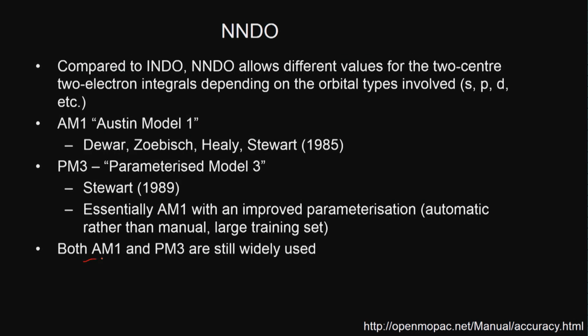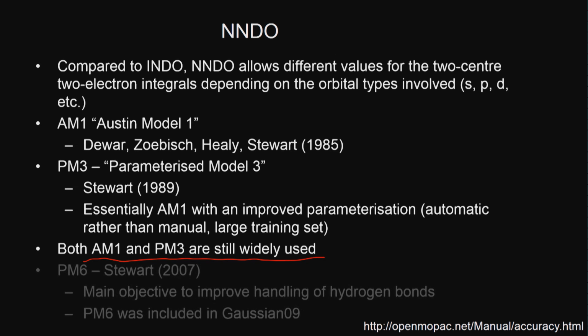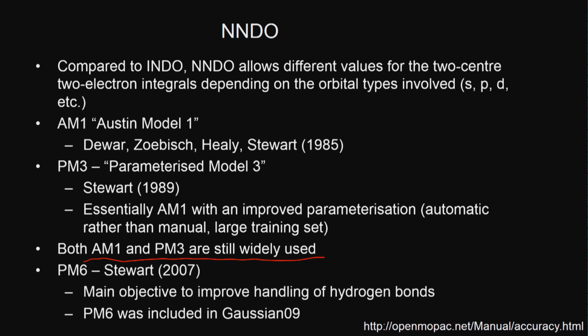So AM1, like I mentioned, AM1 and PM3 are still widely used. They are quite popular. I would still recommend that you can use AM1 and PM3 reasonably well for performing semi-empirical calculations with a large number of molecules. Okay. Then PM6, this came in the year 2007, as you can see.